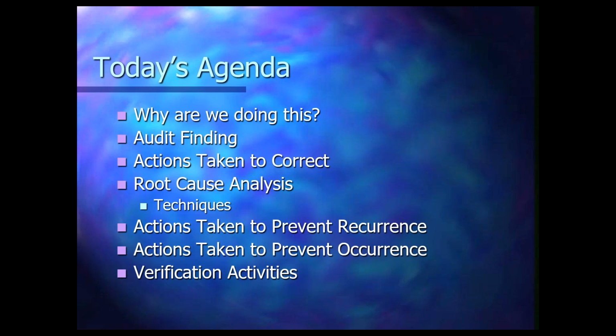Now, our agenda for today. We're going to go over why this webinar was created. We're going to go over how an audit finding is supposed to be developed using the three-part method. We're going to discuss correction actions. We'll take you through root cause analysis and some techniques therein. We'll examine actions taken to prevent recurrence and actions taken to prevent initial occurrence and how those two concepts are distinguished from each other. We'll go over verification activities, and then as promised, we will address your questions.